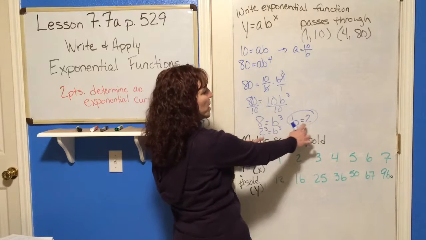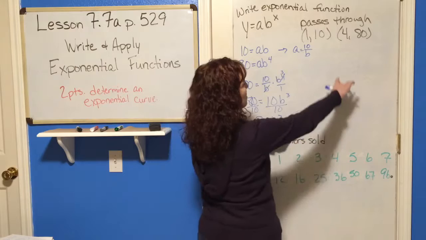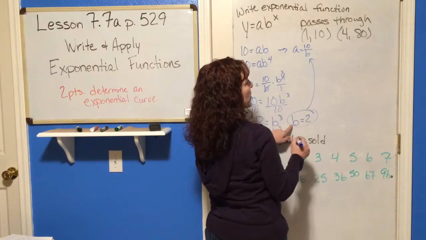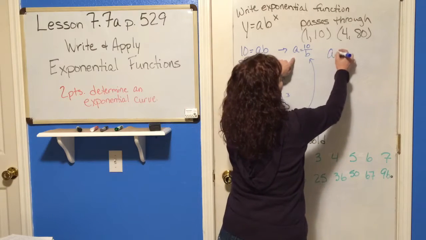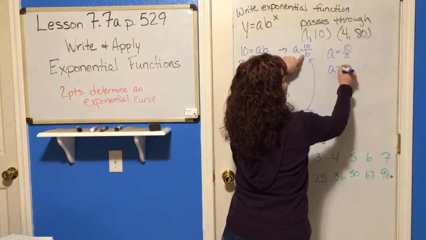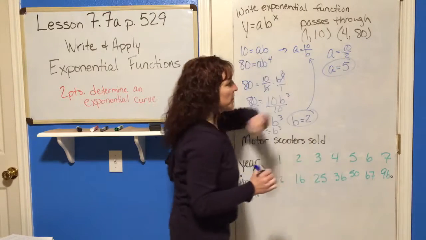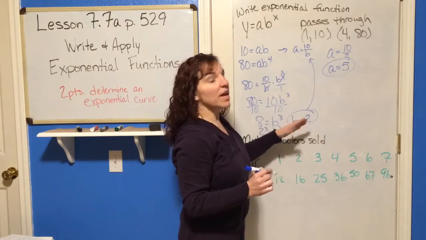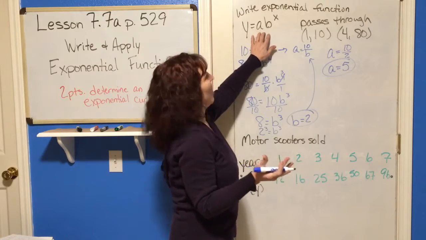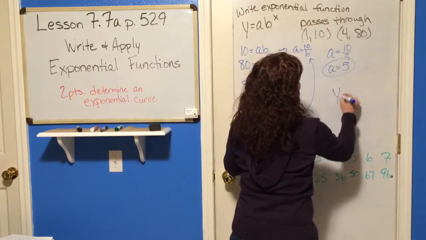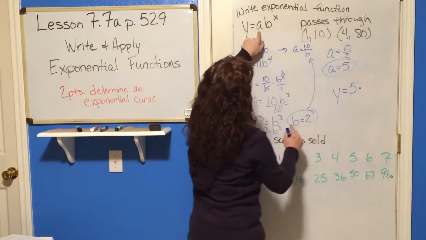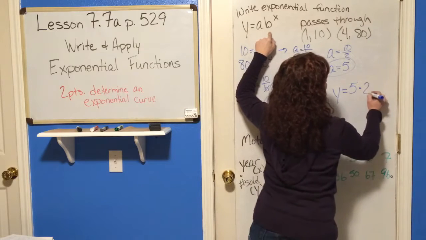So b equals 2. If b equals 2, I can simply put b back into this equation up here and find out what a is. a equals 10 divided by b, and b is 2, so a must be 5. Now I have my a and my b, and I go back and put them into the original format that we want. So we want y equals a, which is 5, times b, which is 2, to the x power.